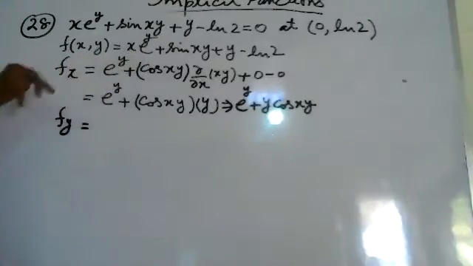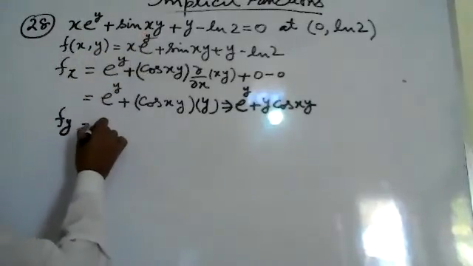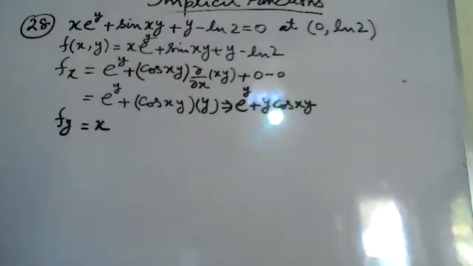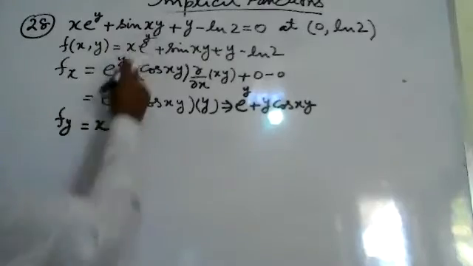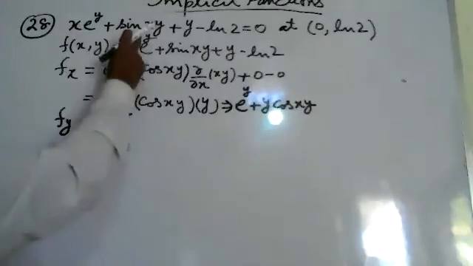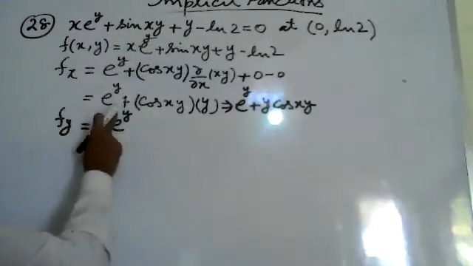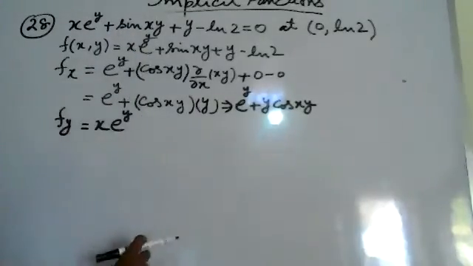Derivative of f with respect to y. So we'll take the derivative of this one. X will remain as it is. This is the constant, constant remains as it is. So e raised to power y will be e raised to power y into the derivative of the power. The derivative of the power y with respect to y will be 1. So 1 into this one will be as it is.